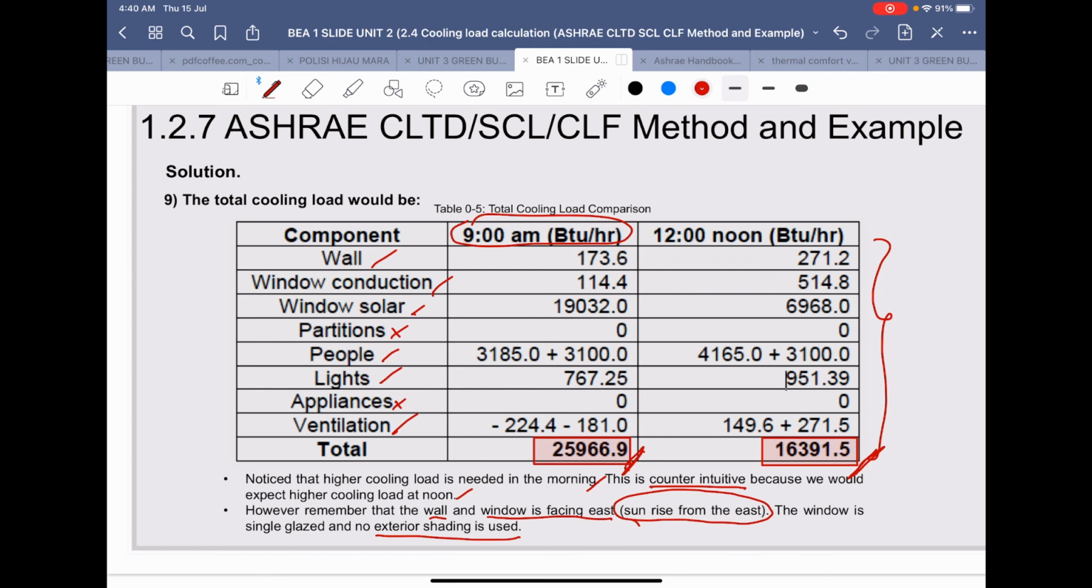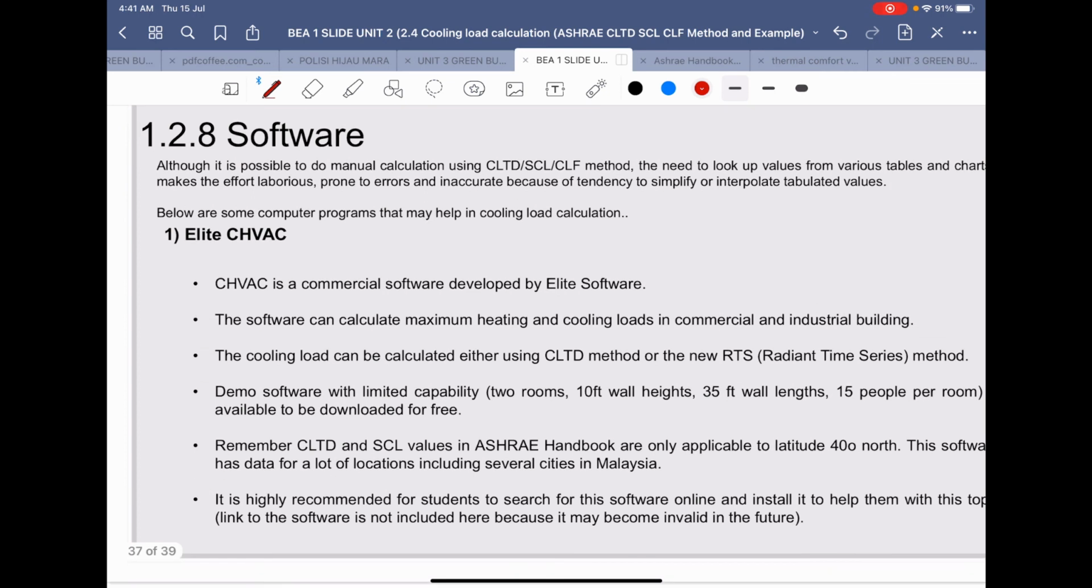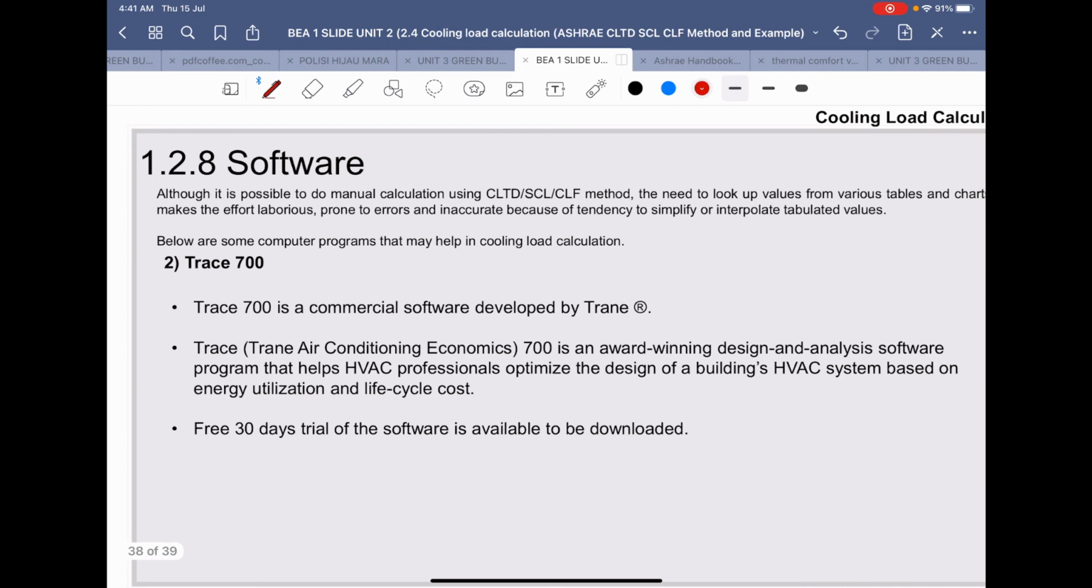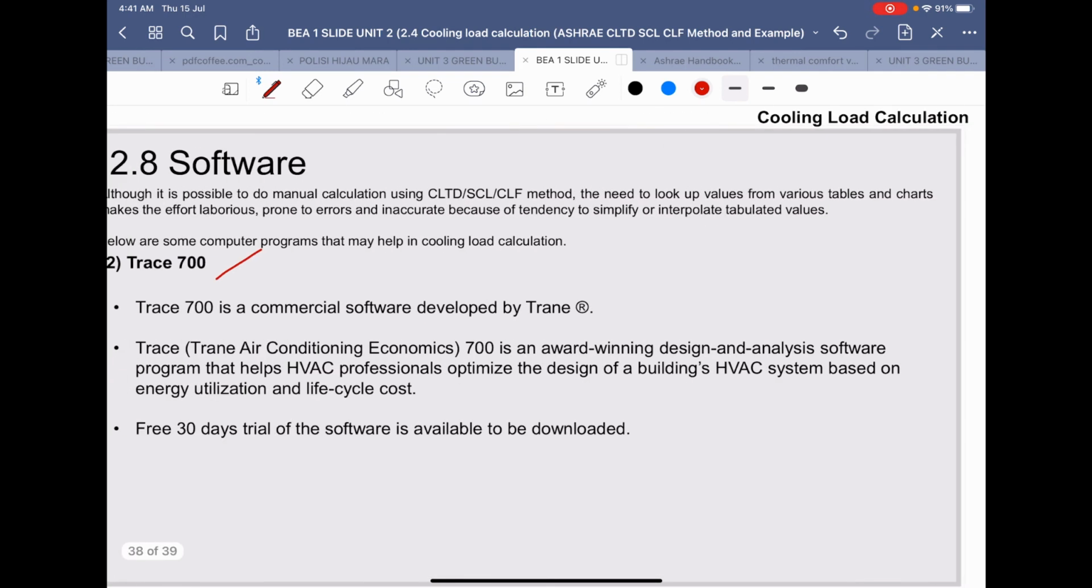What is the exact cooling load in our building? To study the cooling load, we have to do manual calculation. But nowadays, we also have software, like Elite CHVAC, Trace 700, and so on.